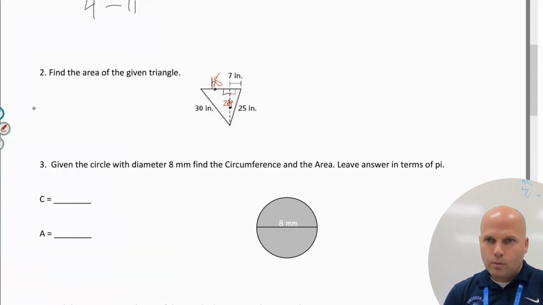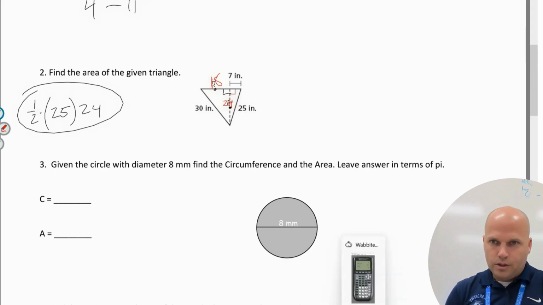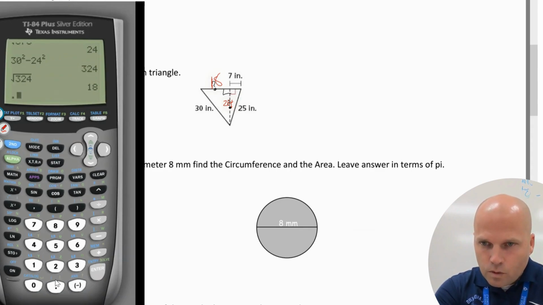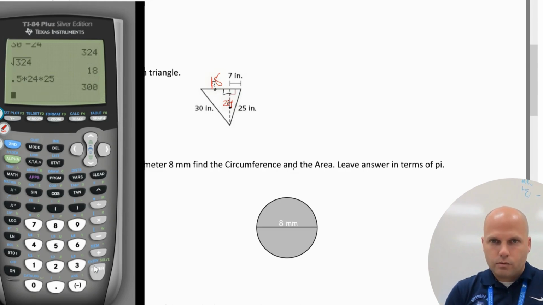So I have 1/2 of my base, which is 25, times my height, 24. I'm gonna leave it like that. But you guys usually don't like that. So 1/2 base times height, or other way around. Okay, cool.